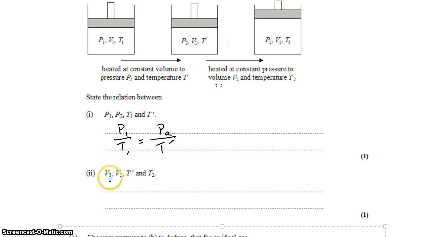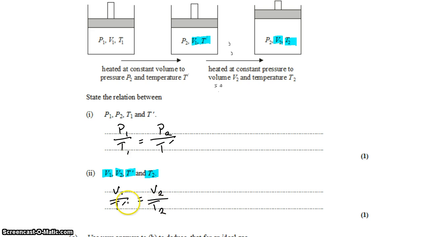Next up, we're told to state the relationship between V1, V2, T prime, and T2. So we're talking about a change in volume and temperature at a constant pressure. And what we're looking at here is V1 on T prime equals V2 on T2. Initial volume, initial temperature, final volume, final temperature, initial pressure, initial temperature, final pressure, final temperature.